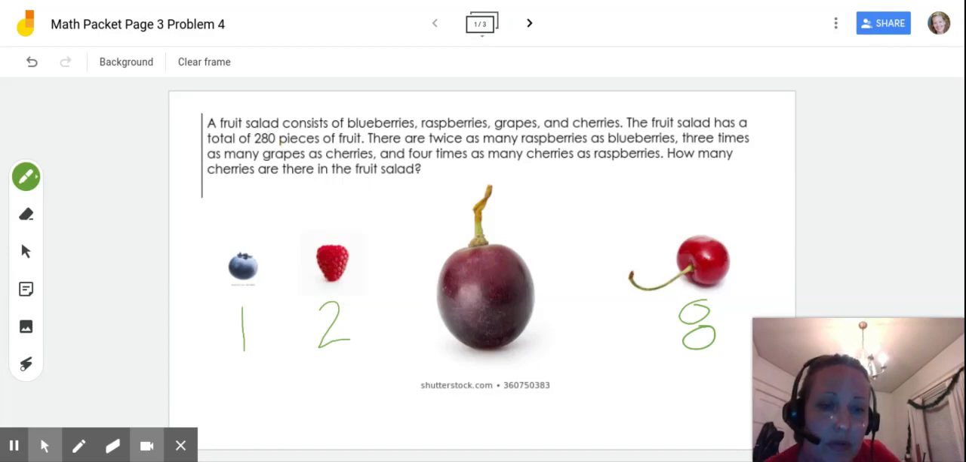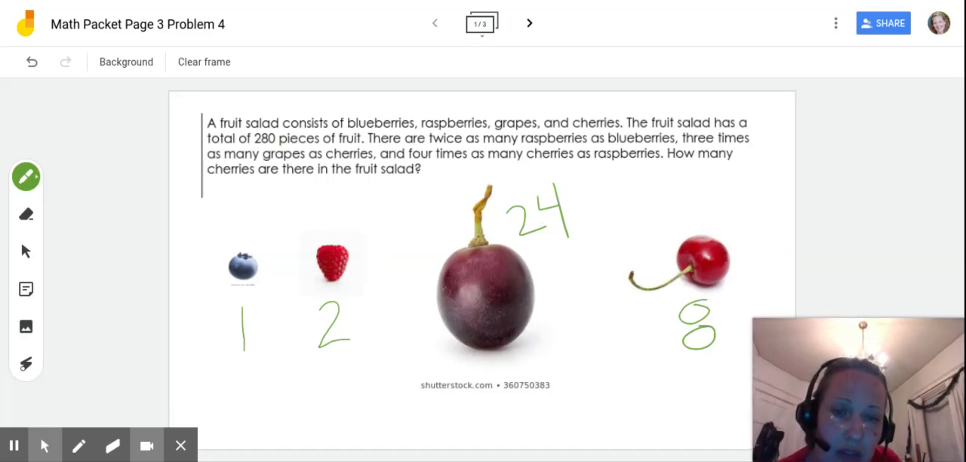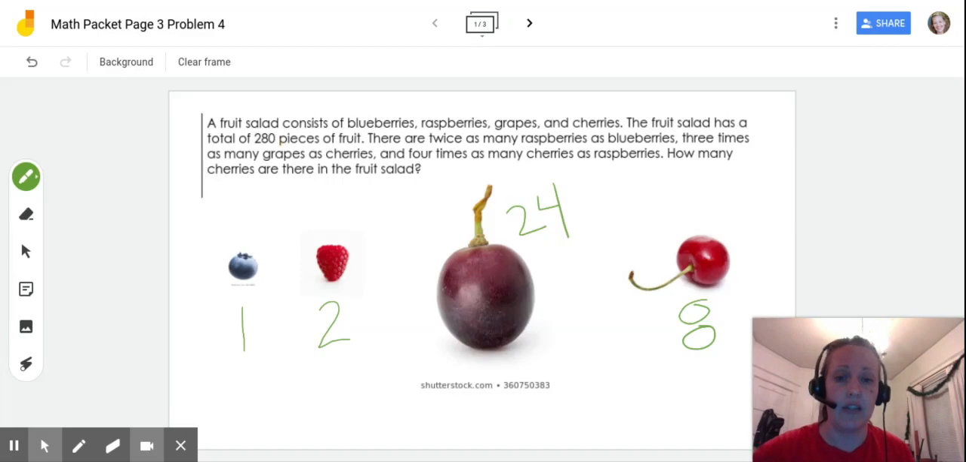And then what's the relationship of grapes to cherries? Well, it says there are 3 times as many grapes as cherries. So 8 times 3 is 24. Now you can see why that grape is so big. There's the most grapes in the salad, but these numbers don't add up to 280, right? So you've got 24 plus 8, 32, plus 2, 34, plus 1 is 35. So that's not 280, but it gives us a really cool ratio.